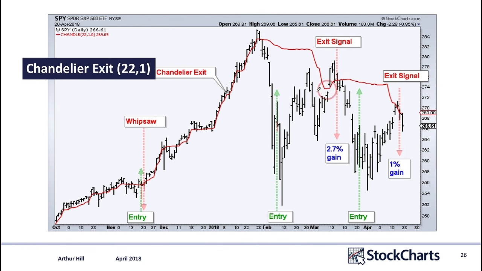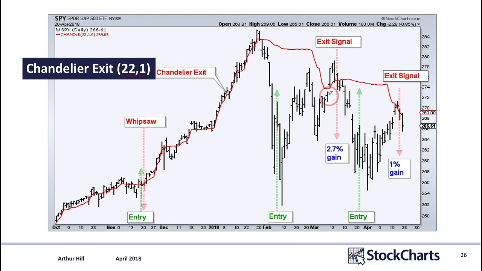Now I tightened this chandelier, by the way, to 22,1. So I'm only using one ATR value, a 22-period ATR, one value below the 22-day high. And I prefer a bit tighter of a stop loss because it does help with the drawdowns.